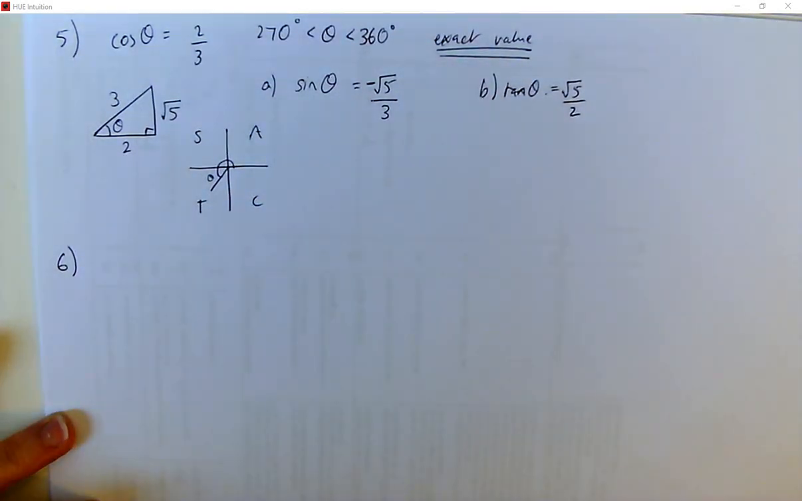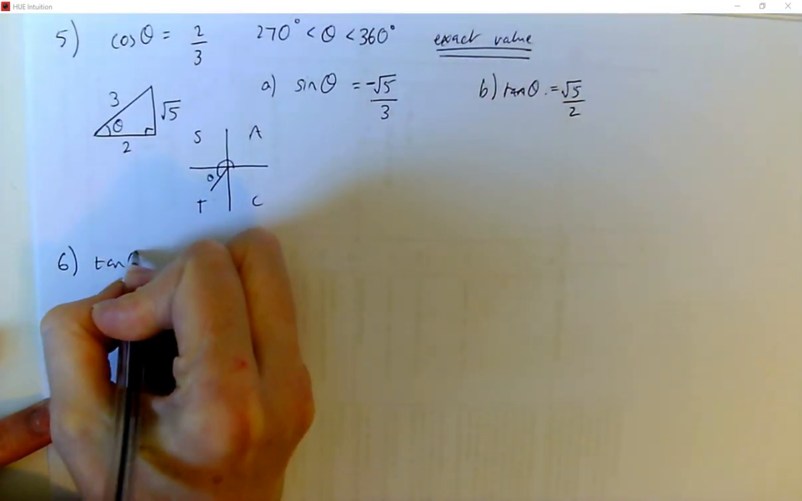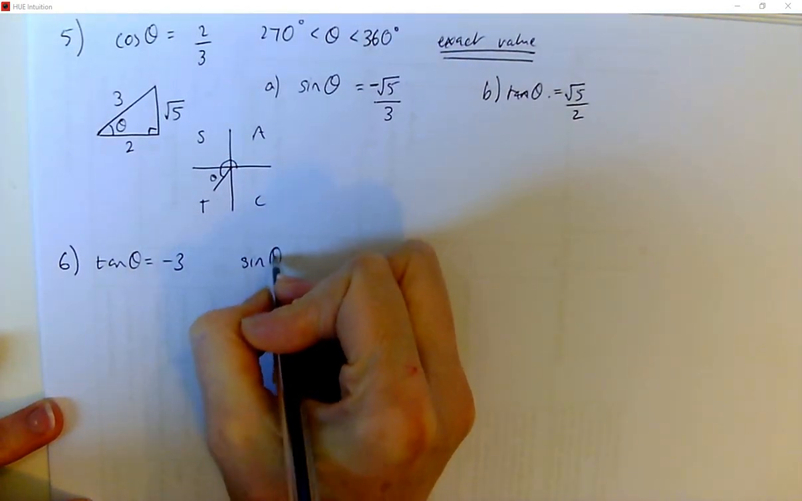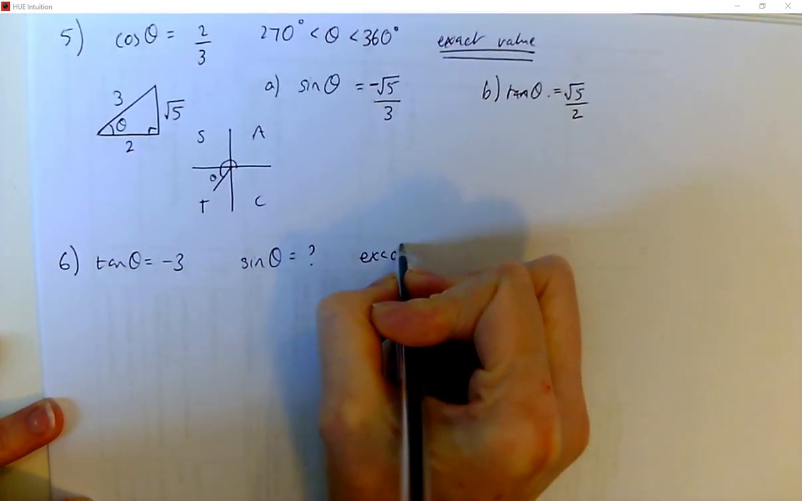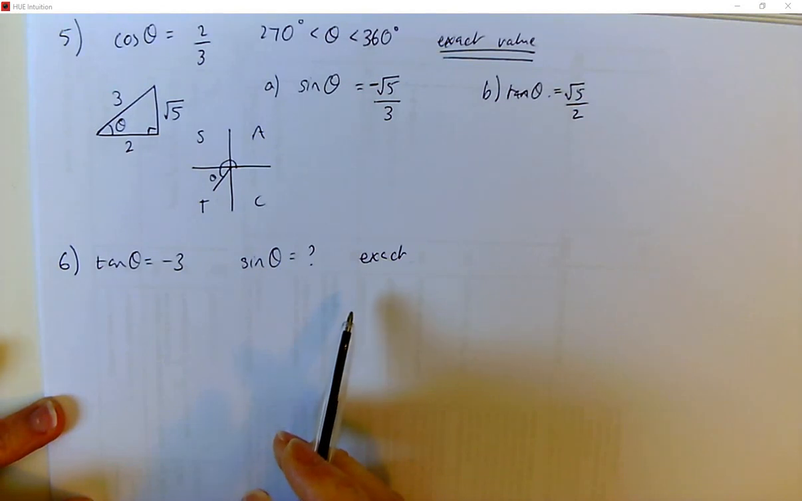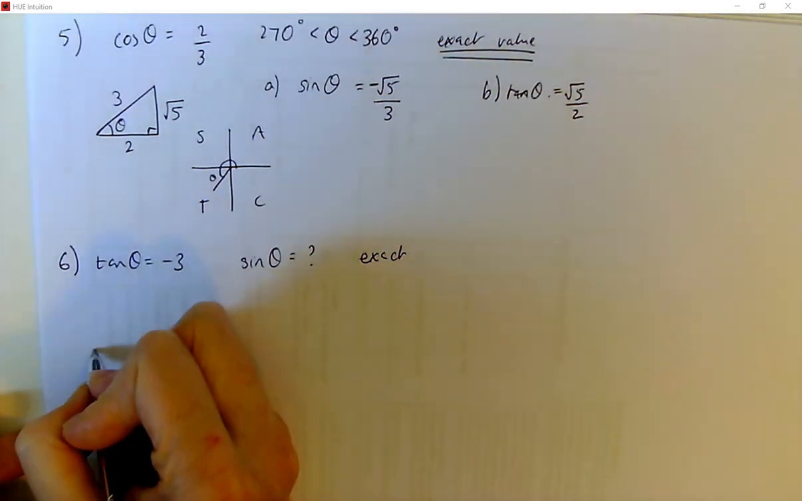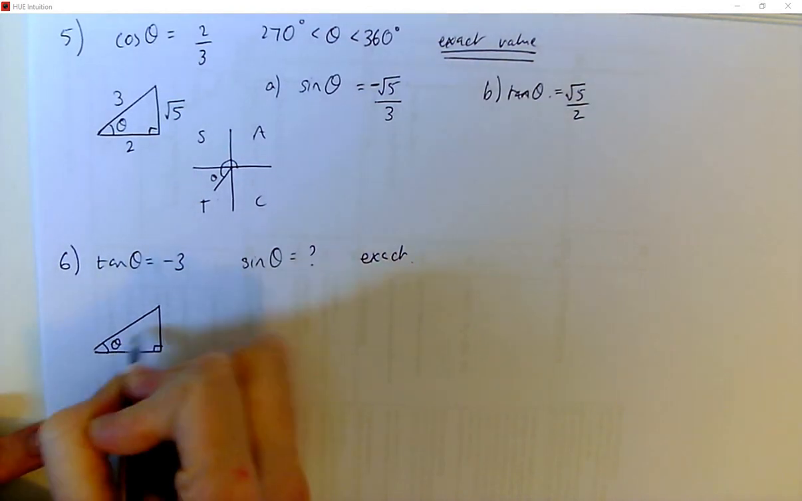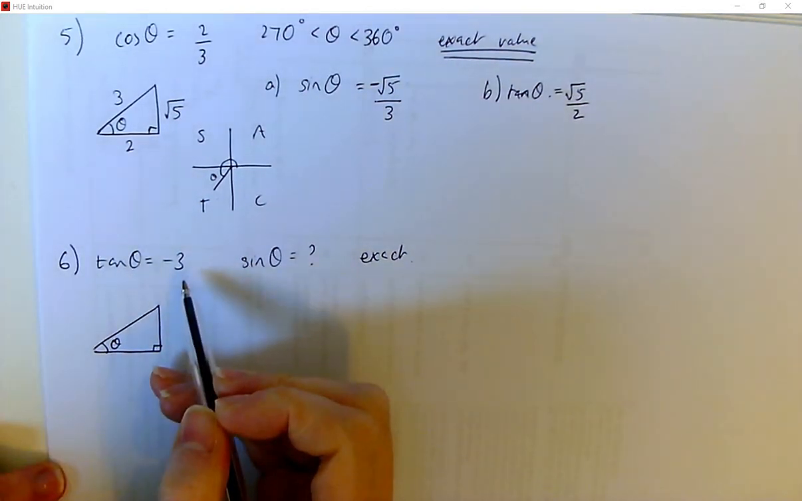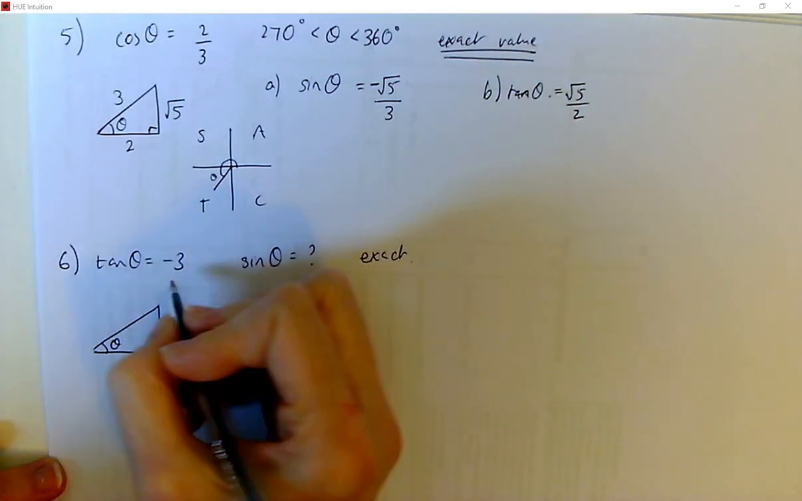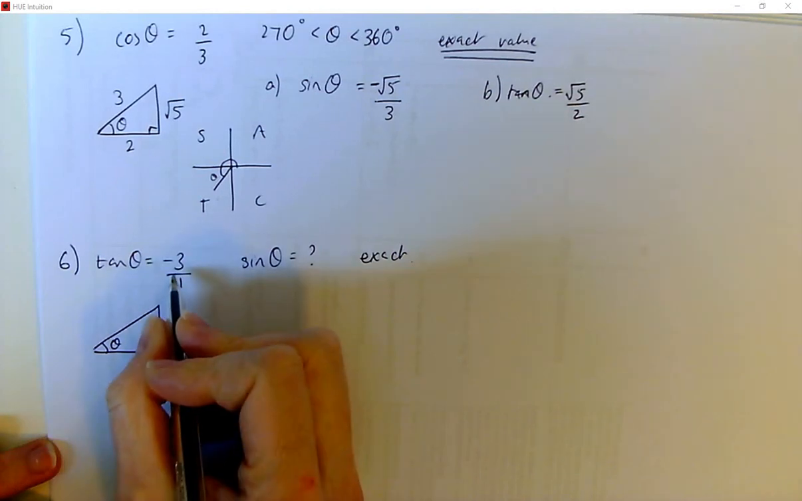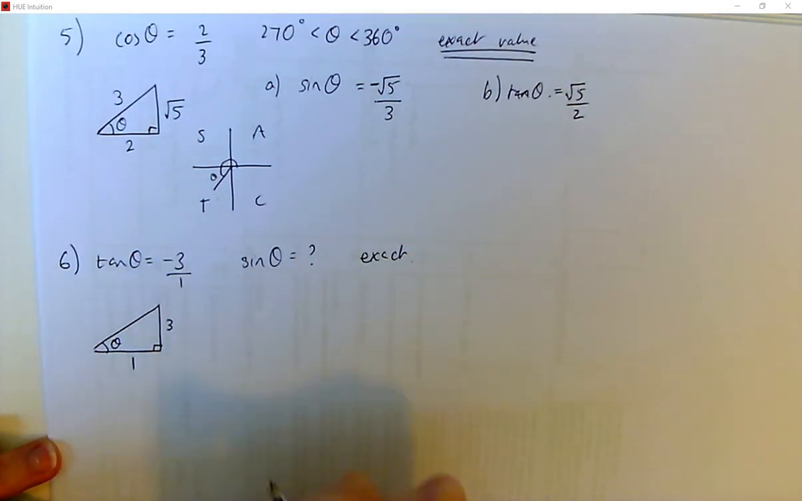Number 6. This time we're given that tan theta is negative 3. Find in exact form the possible values of sine theta. Okay. So it says all possible ones this time. So we're going to start again with a right angle triangle, and we pick an angle to be theta, it doesn't matter which one. And tan is opposite over adjacent, so we've kind of got an invisible 1 there. So the opposite side would be 3, we can ignore the sign for our triangle, and adjacent side 1.